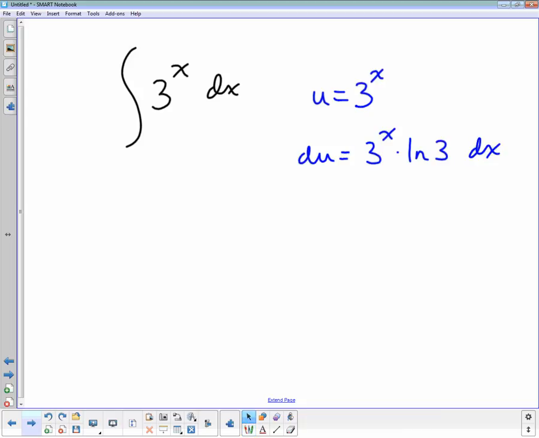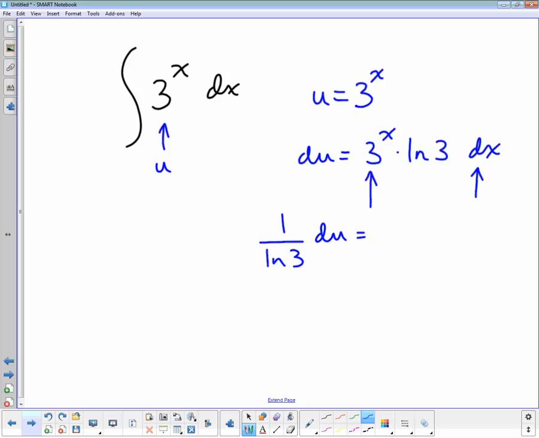All right. Now, I've got my u. Now I got to get rid of dx. Got to find a way to get rid of dx. So I'm going to look at dx, and I'm going to say, let's solve for dx and see what I actually get. Well, I've got this and I've got that already in my integral. So all I really have to do is get rid of the natural log of 3, and I'm set. So I do 1 all over the natural log of 3 du is equal to 3 to the x dx.